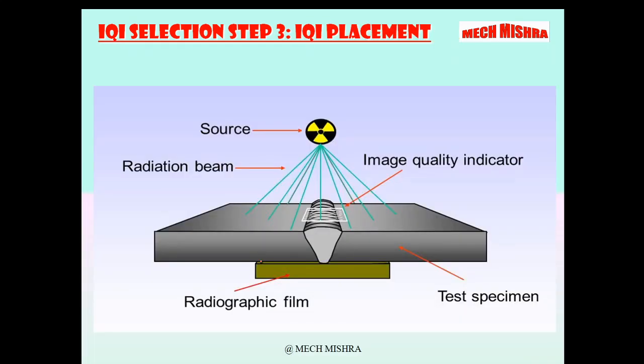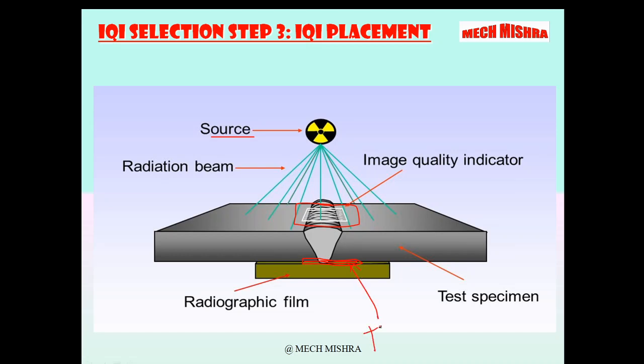Now what we discuss, whether to place at source side or film side, IQI placement is the third step. So here this is my source, iridium or selenium or cobalt 60, we have already discussed in my detailed discussion. Okay, so these are the beam, and here I am putting the image quality indicator wire type on the source side. So it is source side. If I am putting it here in between the weld and the radiograph film, so this will be my film side.